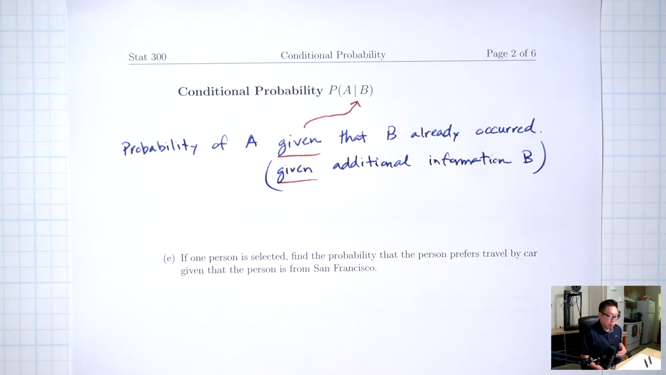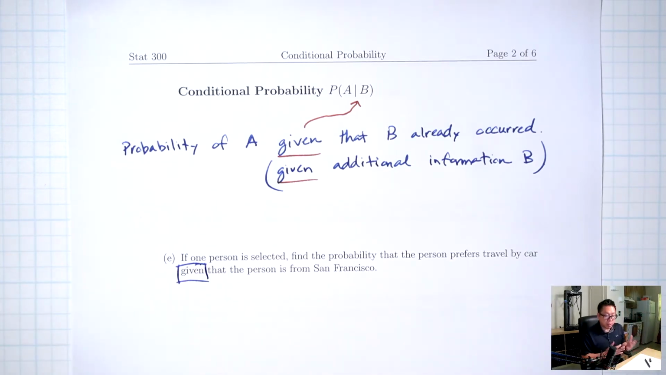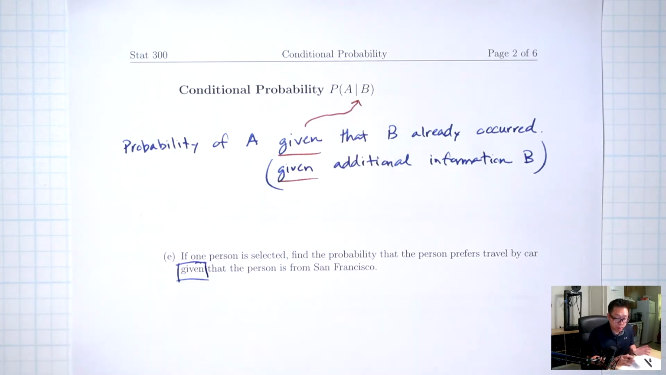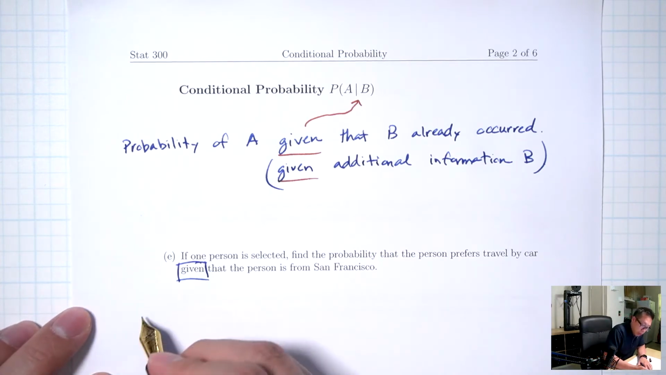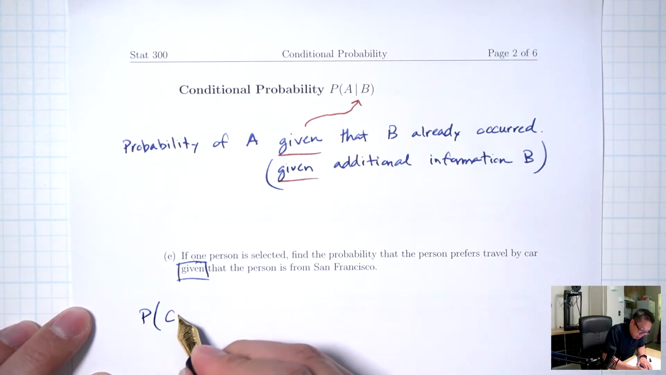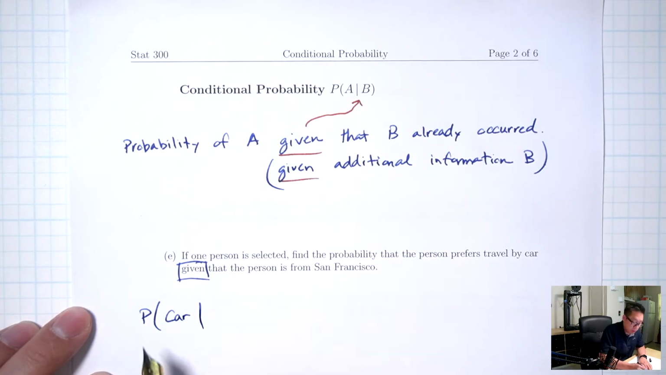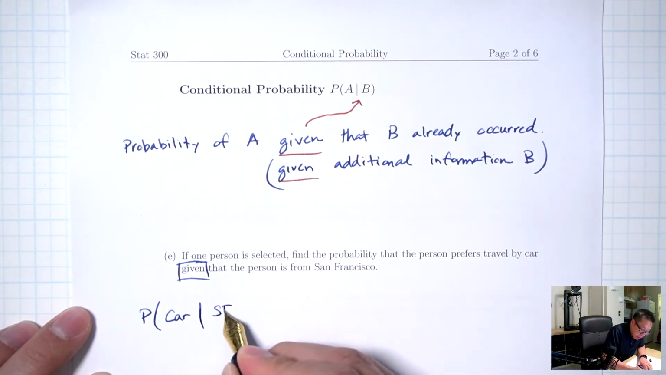All right, so let's see how we compute conditional probability with an example. Part E. If one person is selected, find a probability that the person prefers travel by car, given that the person is from San Francisco. Keyword I see here is the word "given". And that indicates that this is going to be a conditional probability. For conditional probability questions, I do recommend using the symbol or the correct notation. So what we're looking for here is probability that the person prefers travel by car. So probability of car given, which is the vertical line, that the person is from San Francisco. So car given San Francisco.